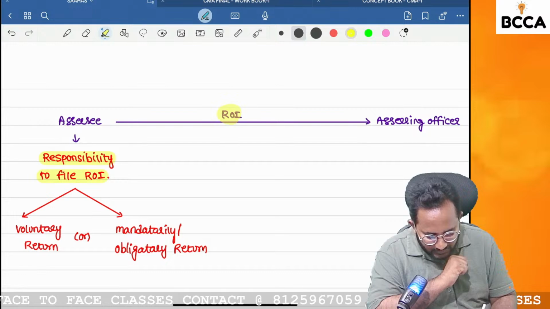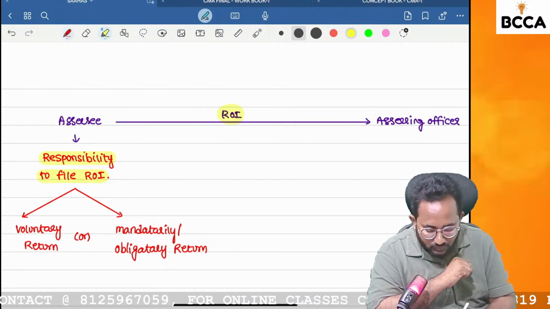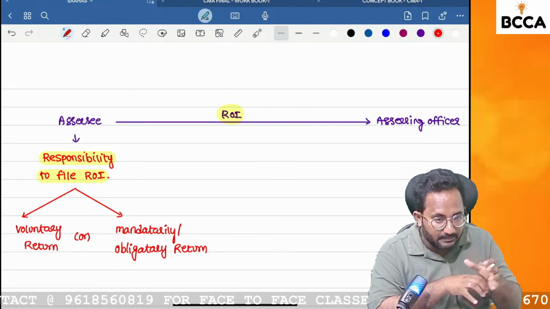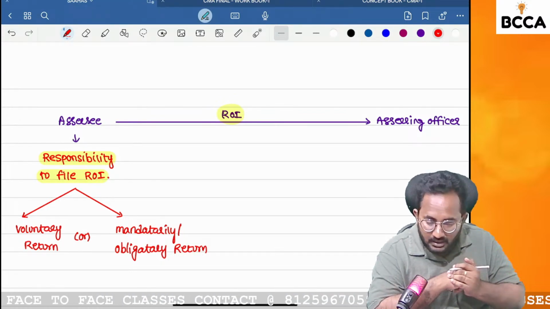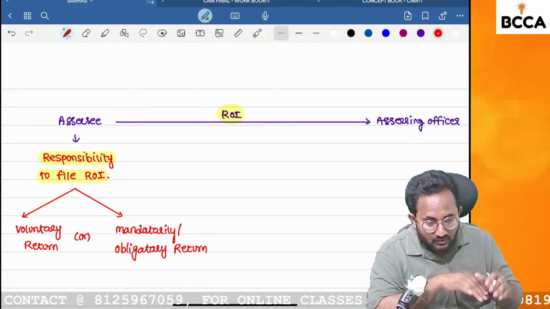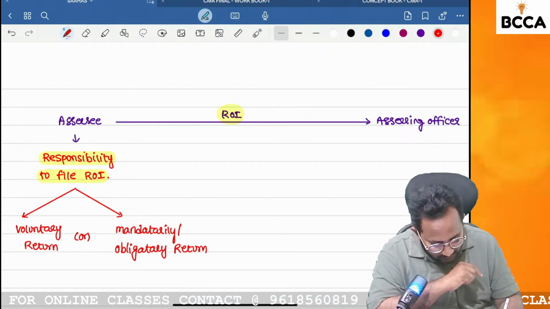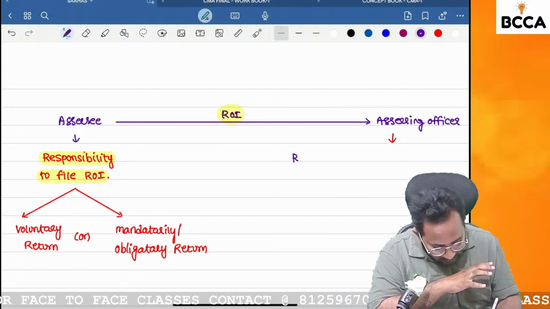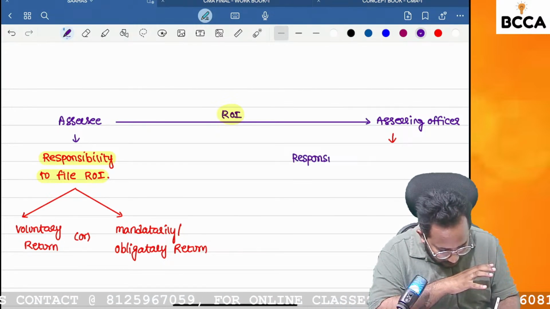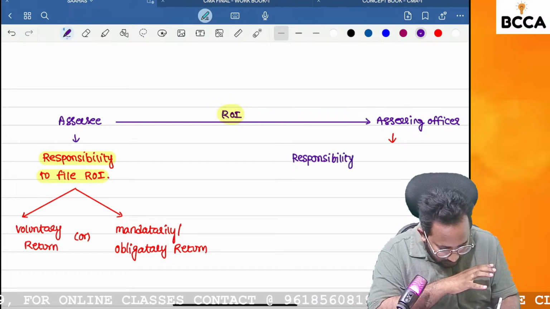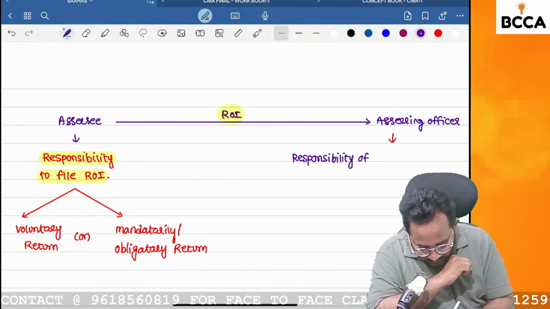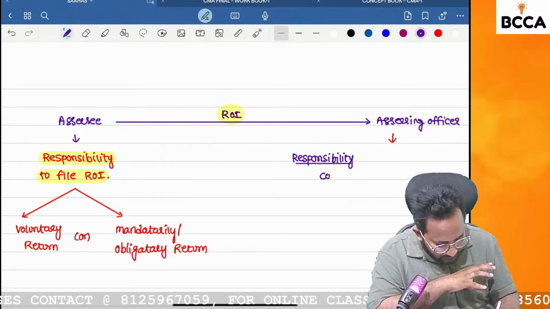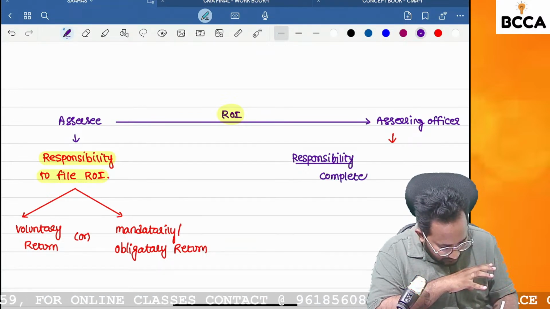After filing the return of income, it will reach the assessing officer. In the department, one officer is called the assessing officer. This assessing officer has a responsibility. What is the responsibility of the assessing officer? Completion of assessment. Can you tell me what you mean by assessment?